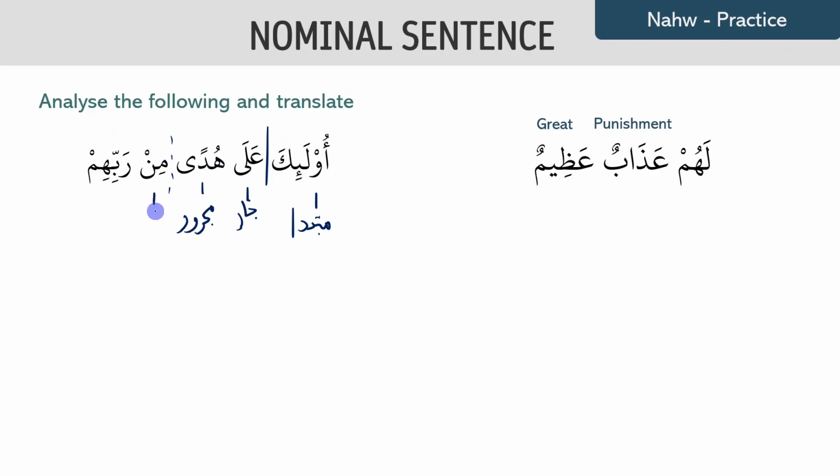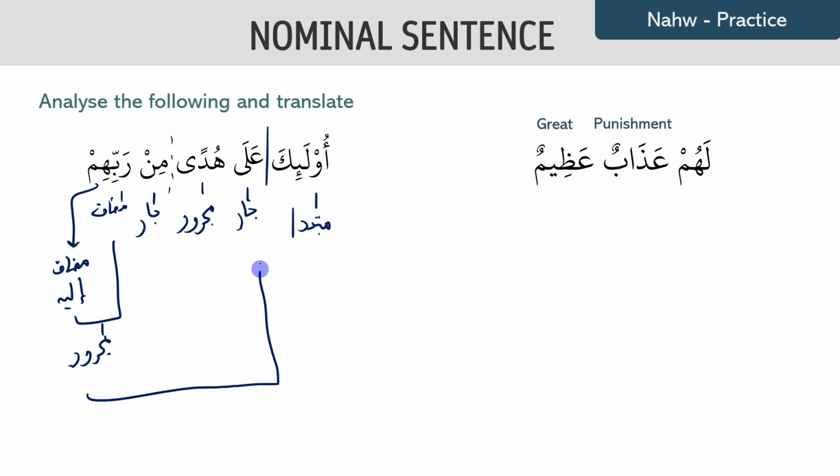We have min, which is huruf jar, and then rabbihim is the mudaf, and the him here is the mudaf ilayhi. And all of this is going to be the majroor for this min. So when you go and translate it, we make this the mubtada and the rest is going to be a big khabar. So the translation is: those are on guidance from their Lord.